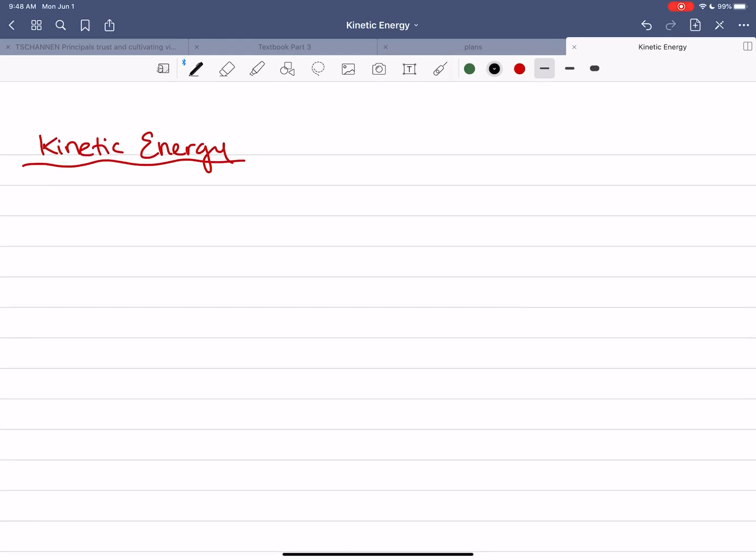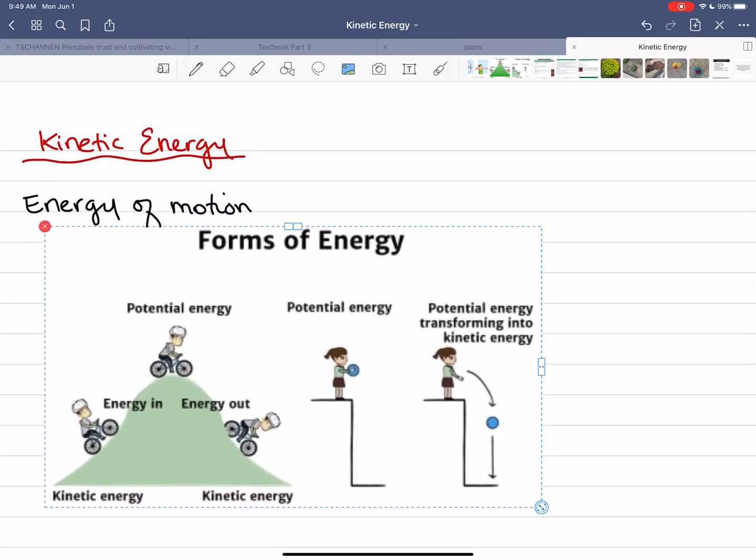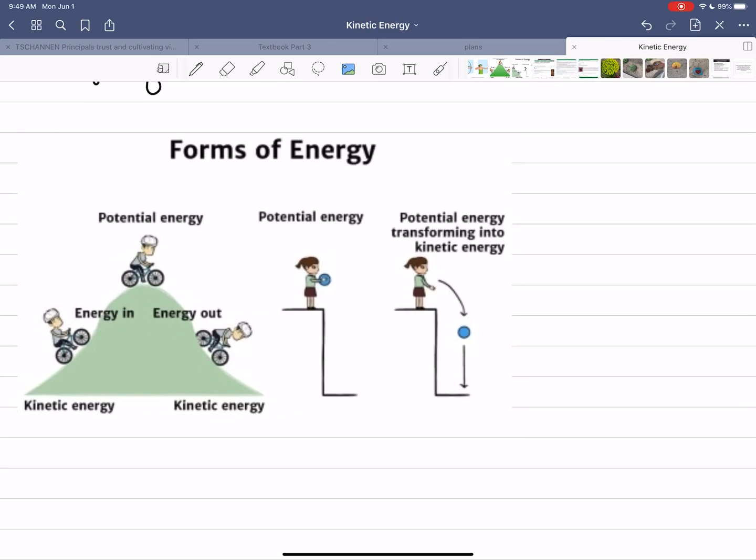But kinetic energy, instead, is the energy of motion. Okay, and so here I can show you, for example, different forms of energy. So here you're going to have the biker who is putting in some kinetic energy as he's going up the hill. And then when he's at the top of the hill, he's not moving, and due to his position on top of the hill, he has potential energy.